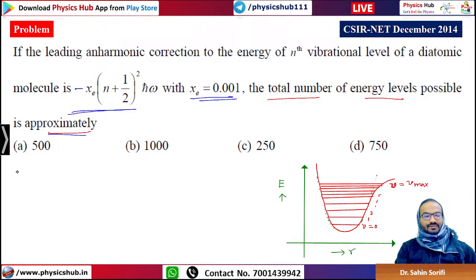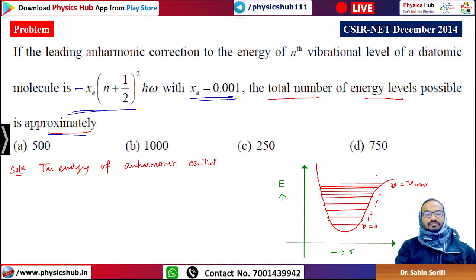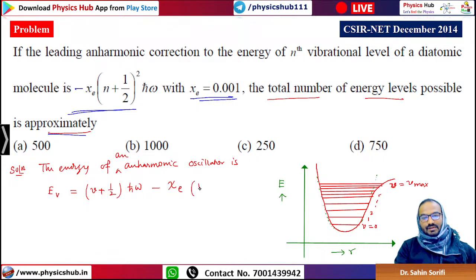So you know the expression of E_V. This is purely a mathematical question, you can say. Energy of an anharmonic oscillator is E_V. In terms of h cut omega, it is given, so we are writing in terms of this. So this will be (V plus half) h cut omega minus chi E (V plus half) whole square h cut omega.